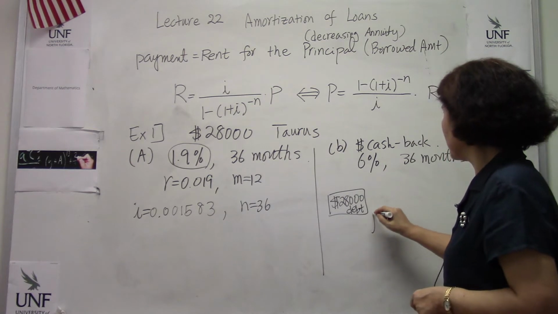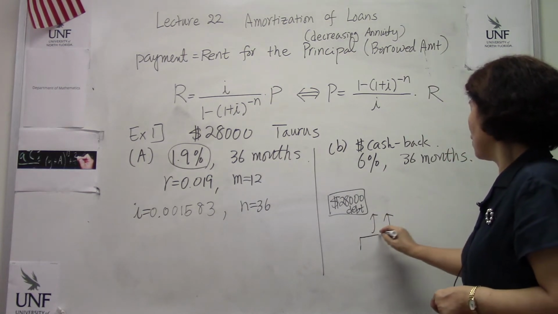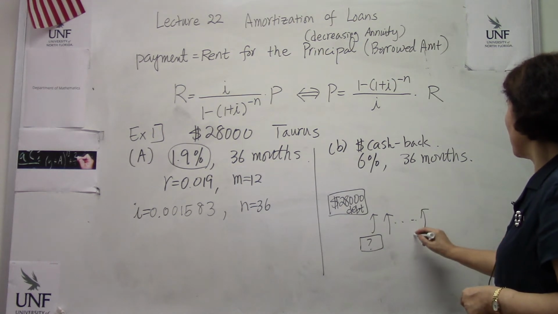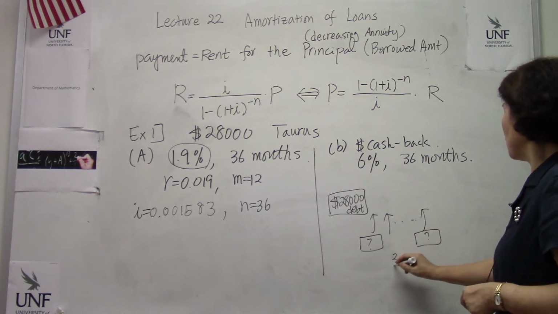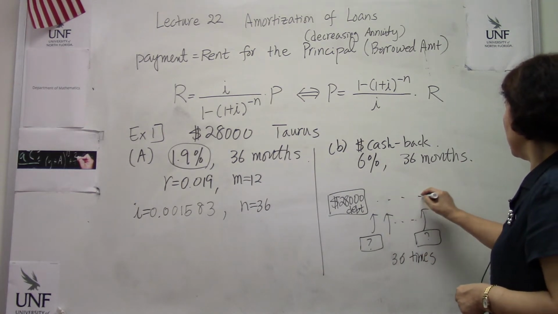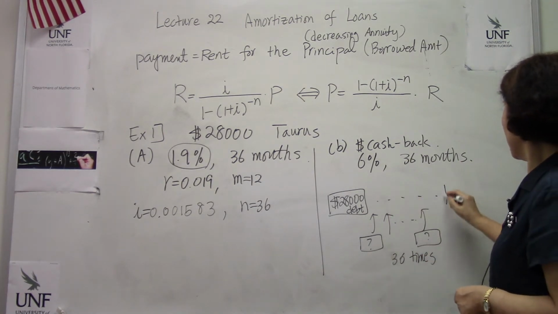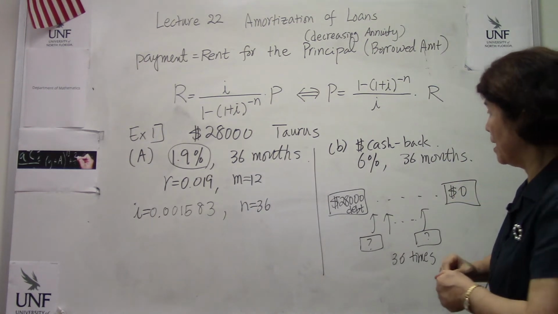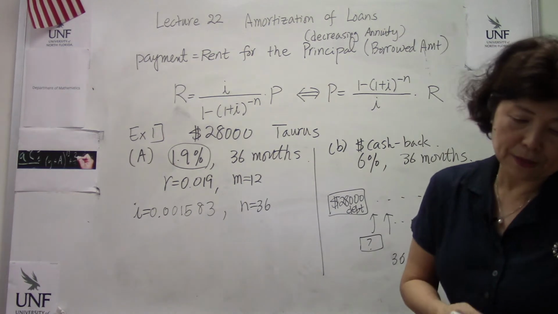You make a payment. We don't know how much. That's why it's in question mark. How many times will you make a payment? Yes, it's going to be 36 times. So you decrease the balance, and at the end, you are going to make it 0. Okay. So how much is your monthly payment?